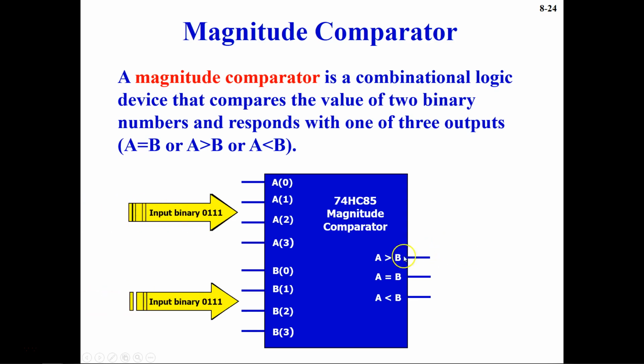And if you have the same input, you see that they both are 7 in decimal, so in that situation they both are equal, so in this case this is going to turn high.